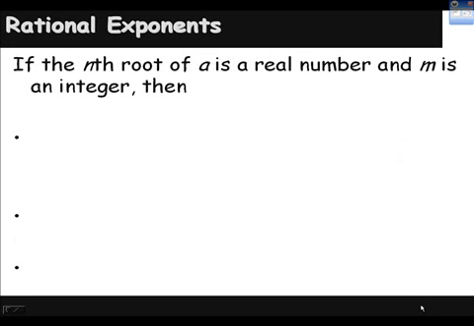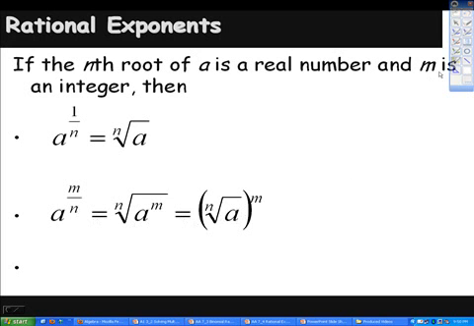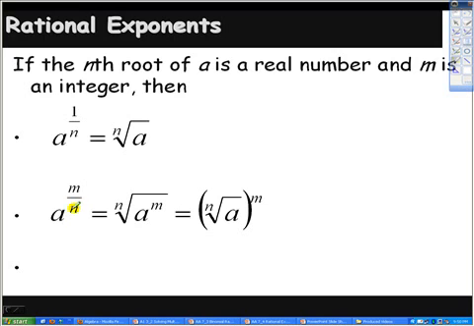If the nth root of a is a real number and m is an integer, then the following is true. A to the 1 over n is always the nth root of a. A to the m over n is equal to the nth root of a to the m, or the nth root of a all to the m. The key here is to realize that the bottom number in this fraction is always the root index. The top number in this fraction is always the power on the a or the whole expression. You get to pick which way you want to use that.